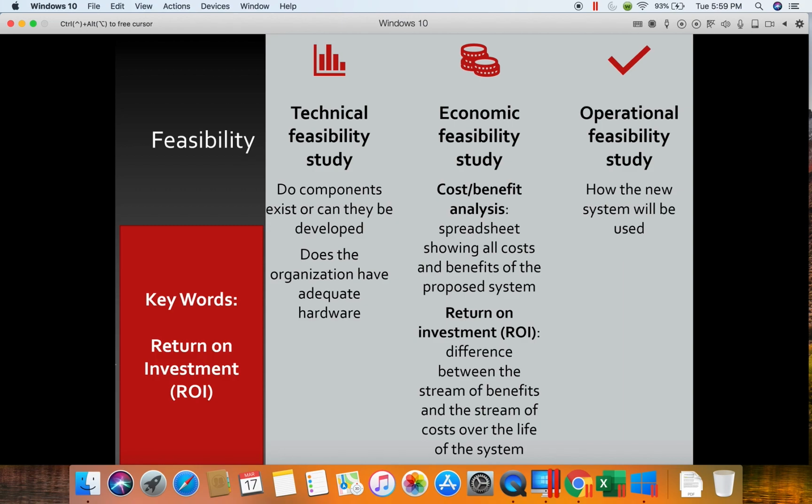So sometimes we have to look at, will this work in our environment? Will the corporate employees be willing to work with it? And if not, what can we change to make it so that it is operationally feasible?